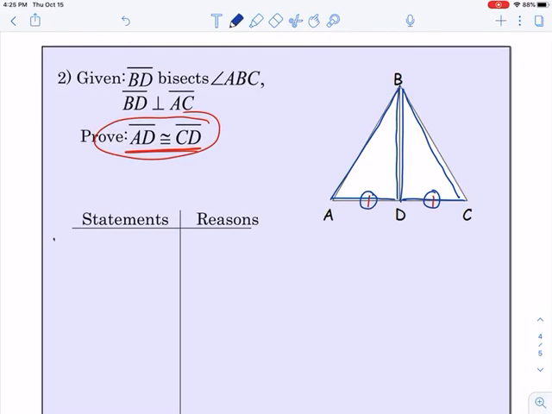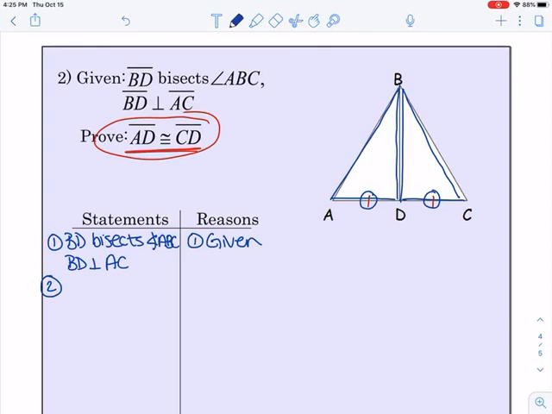So again, let's get rid of our givens. BD bisects angle ABC, and BD is perpendicular to AC. And again, the reason that we know that's true is because it was given. So let's use the two givens and figure out what our next steps are going to be here. So let's get rid of the BD bisects angle ABC.